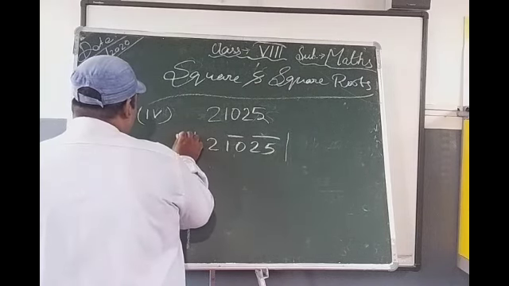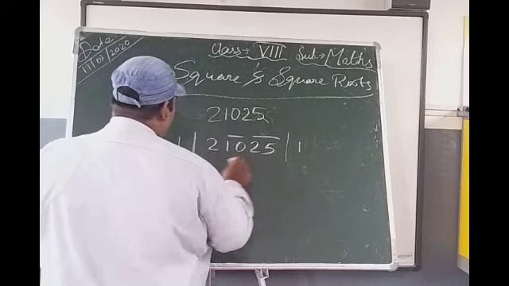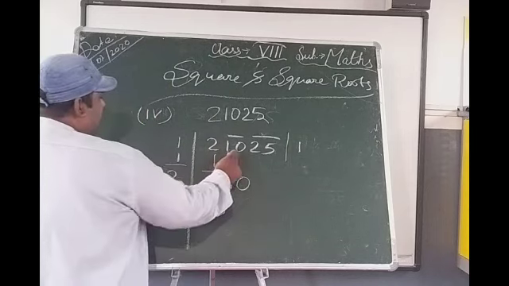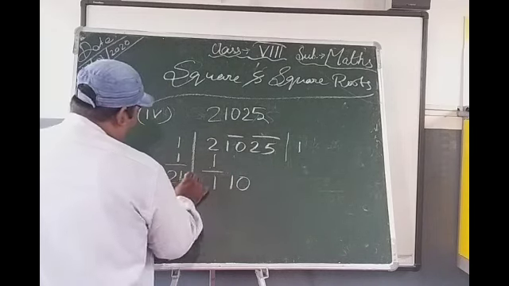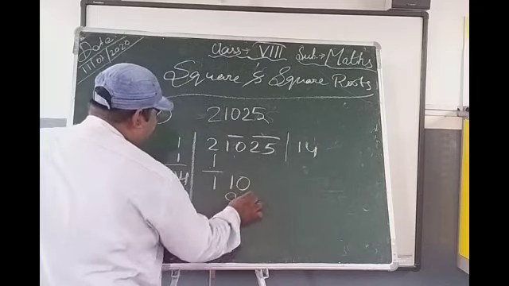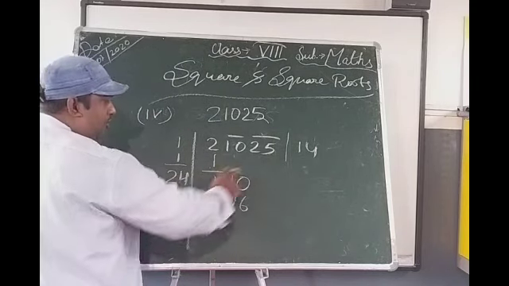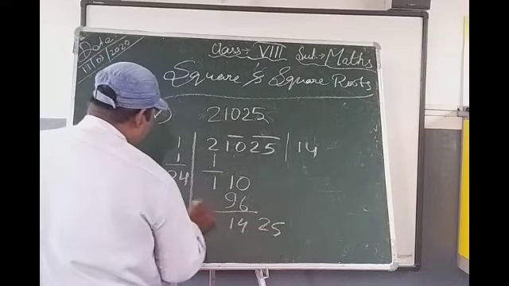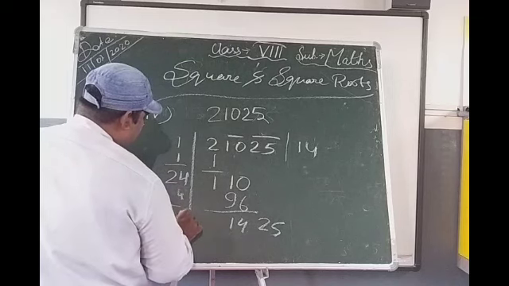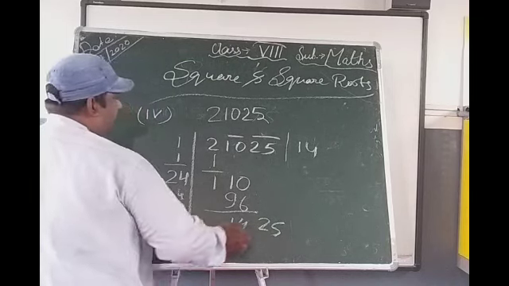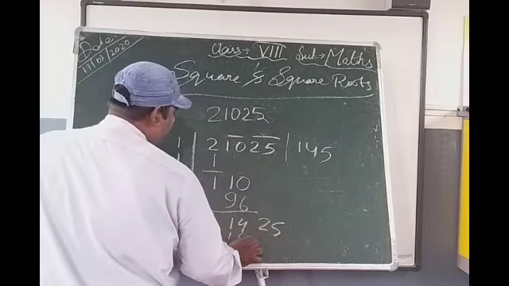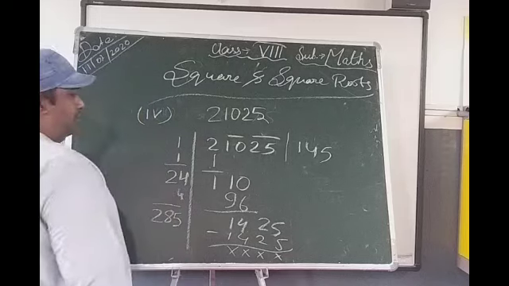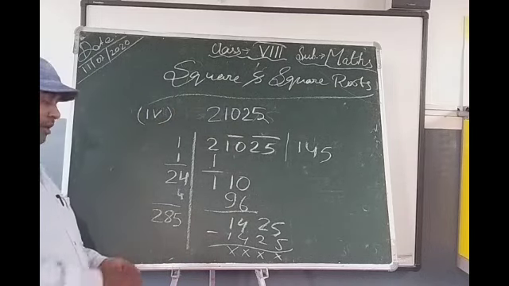Now 1 we get, and then we get 2. Then 10 will come down, the pair will always be taken down. 4: 24 into 4 is 96. So we write 24 here, 4 and 4. Then you get 1425, then 28. Then you write 5 here. 285 into 5 will be 1425. That is the number you have got today.